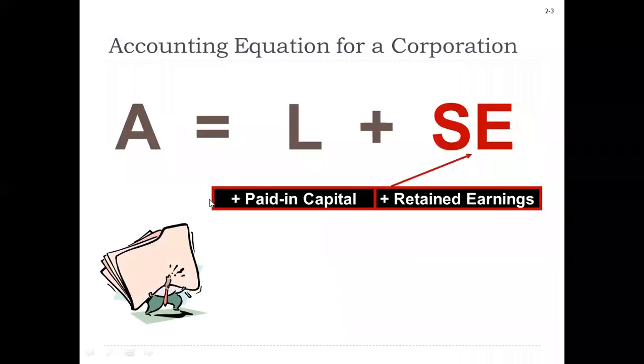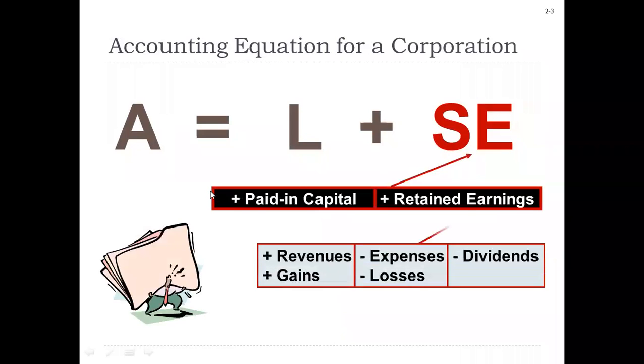Looking at the accounting equation with respect to a corporation, assets and liabilities are the same, but rather than owner's equity, we call it stockholders' equity. And stockholders' equity is divided into two subsections. Paid in capital, that's the amount of funds or money that owners invest in the corporation in the form of stocks.